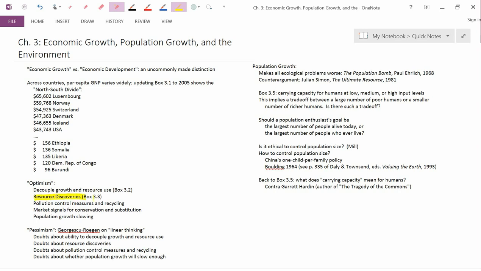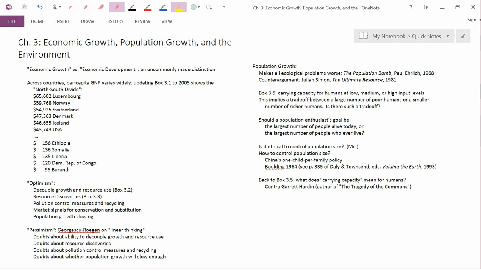Next reason for optimism, resource discoveries, illustrated in box 3.3. People are finding new discoveries of exhaustible resources all the time. Another sort of resource discovery, I suppose, would be technological change that increases the way we can use materials, or changes the way we can use materials so that they're more useful to us. Another reason for optimism, pollution and control measures. We've learned how to control pollution in lots of different ways. So this is scientific progress that enables us to pollute less than we did before. And also techniques of recycling.